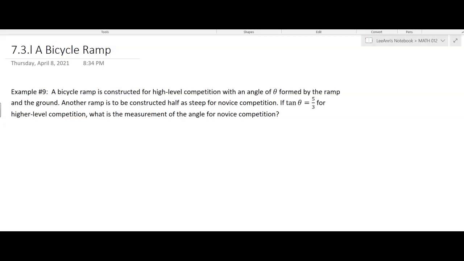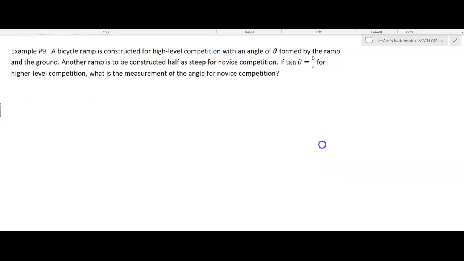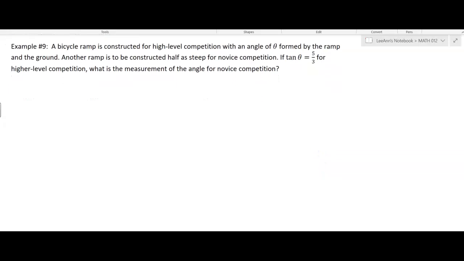So this problem has to do with a bicycle ramp, and they have a picture in the book at the very beginning. It references a situation with a bicycle ramp, and they have a picture if you want to look at that, but we're just going to draw a triangle here. So it says a bicycle ramp is constructed for high-level competition with an angle of theta formed by the ramp and the ground. So here's the ground, here's the ramp, and then here's theta. And we'll just draw an end to that ramp there.